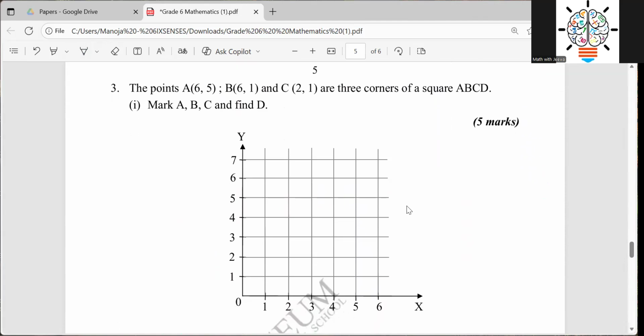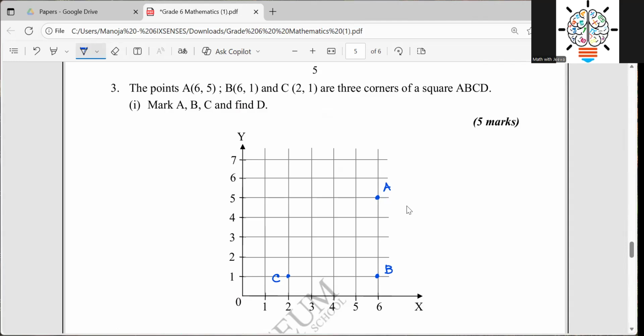And again, you have the coordinate Cartesian plane. 6, 5, this one. And you mark this as A. And 6, 1. So this is B. And 2, 1, this one, it is C. And ABCD is a square. And you want to find the D because they have not given the D coordinates.